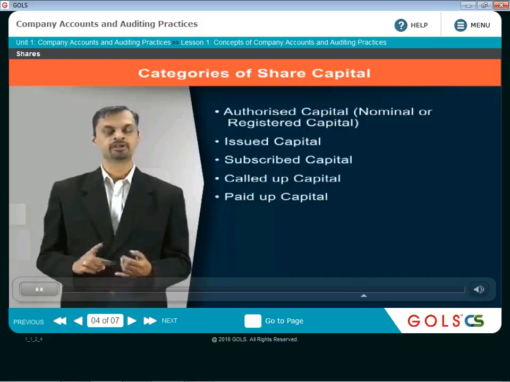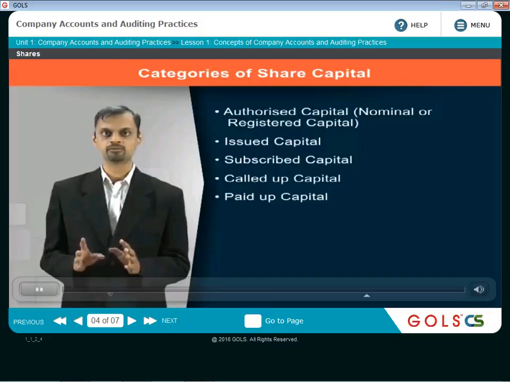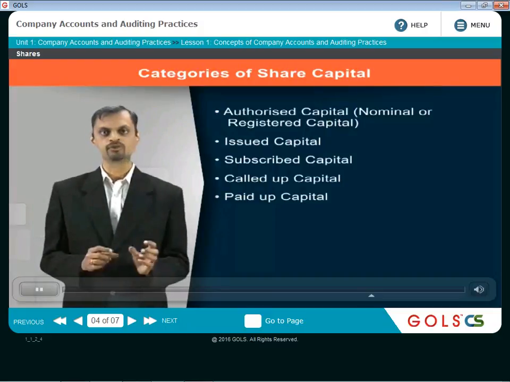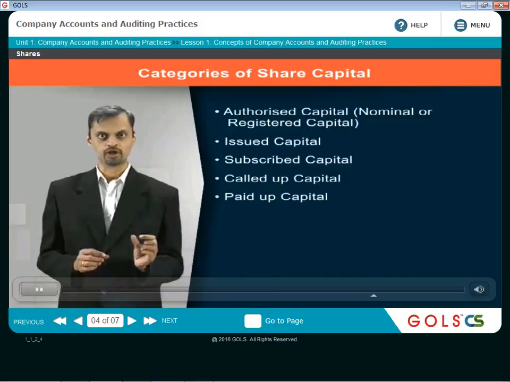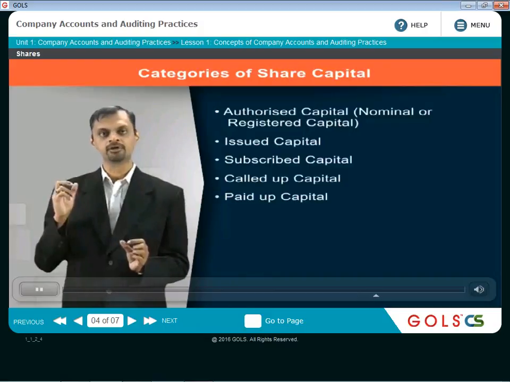It is not the same as capital reserve. Capital reserve is created out of the capital profit. It has got nothing to do with reserve capital. Reserve capital is that portion of uncalled capital which is decided to be called up at the time of winding up.